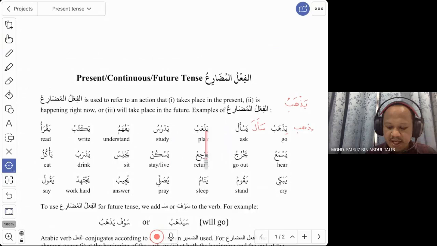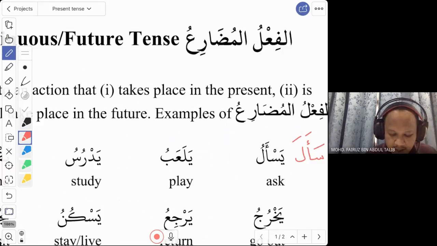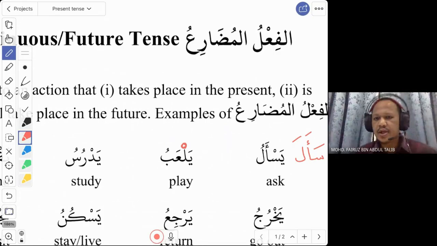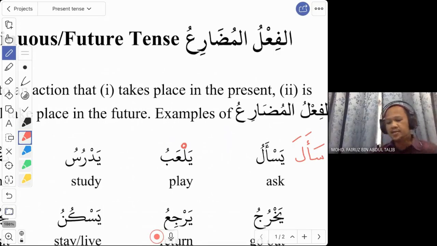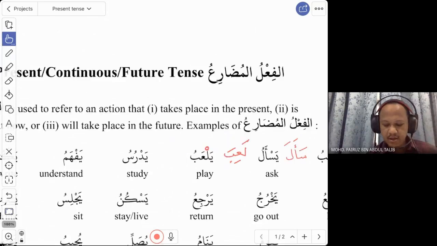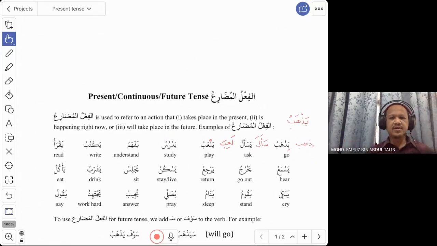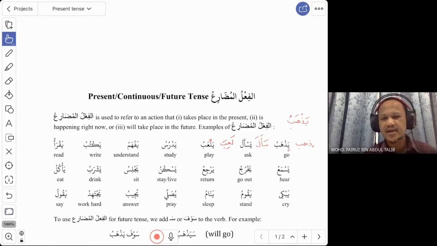So for example, yal'abu. Here we have a mistake. Please correct it. This should be yal'abu, not yala'abu. What is the fi'il madi? If you refer to the previous lesson, it is la'iba. Please write all of the fi'il madi so that you know the difference, and later when you see the word, you know it is the same word. The difference is that this one is in the fi'il madi form and this one is in the fi'il mudari form. In the mudari, you will always have this letter in front of the word.